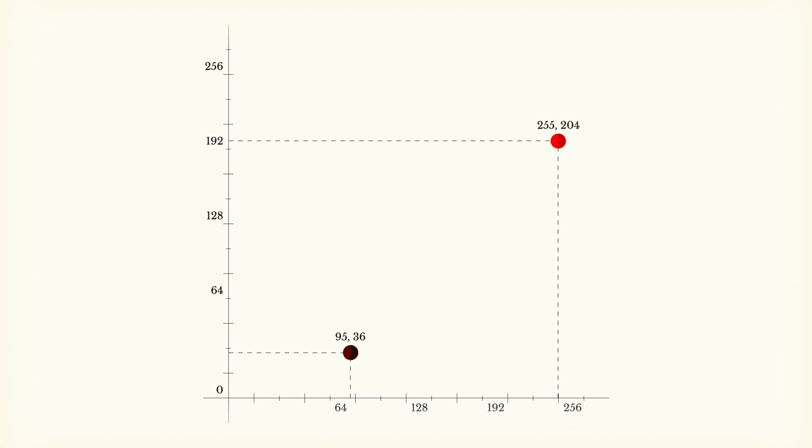Let's change the way we plot these colors. Imagine the horizontal axis to be the amount of red in the source color, and the vertical axis to be the amount of red in the target color. We can now place our two example colors as points in this plane. We are looking for a curve.